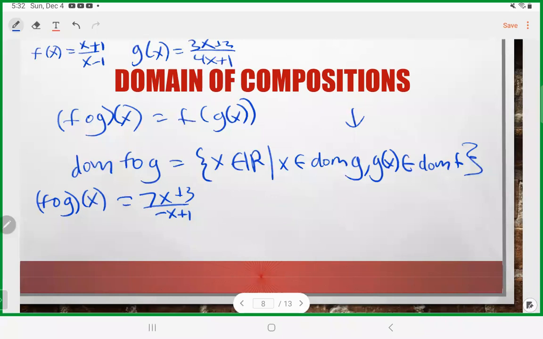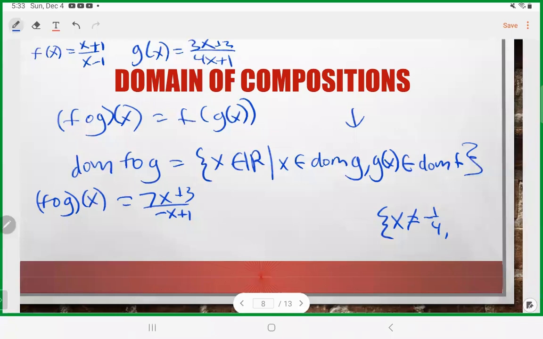All right. So first of all, Kaylee, what is the domain of G? Is it that it cannot be negative 1/4? Very good. X cannot be equal to negative 1/4. So the domain of G is x cannot be equal to negative 1/4.